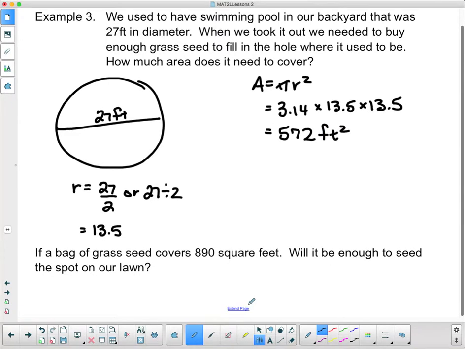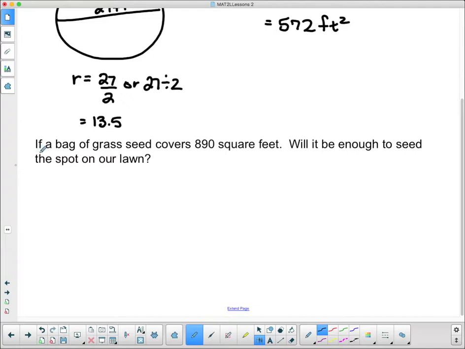Now going down to the next one, we just have to answer this question. This says, if a bag of grass seed covers 890 square feet, will it be enough to seed the spot on our lawn? Well, we need 572. It's going to do 890. The answer is yes, it is big enough.